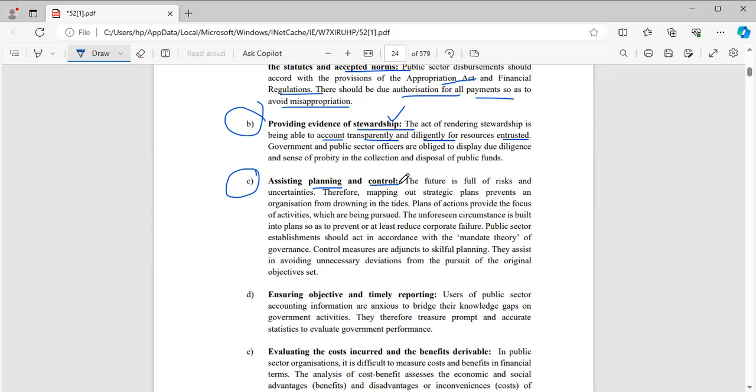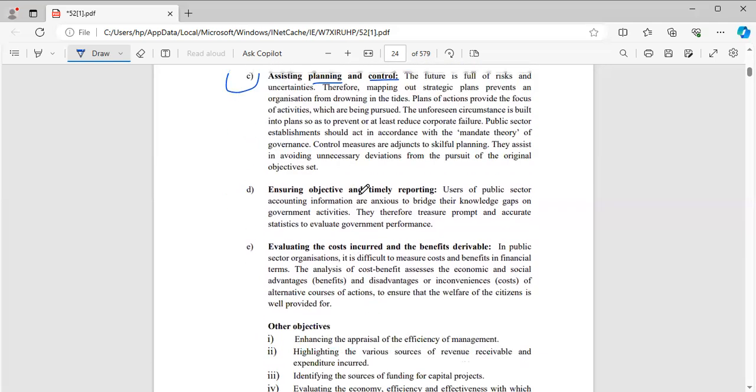Okay, it's as simple as that. So let's take one more. Let's take D, which says ensuring objective and timely reporting.